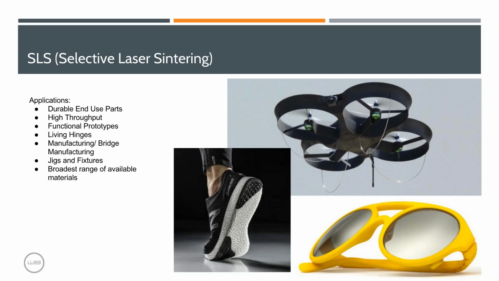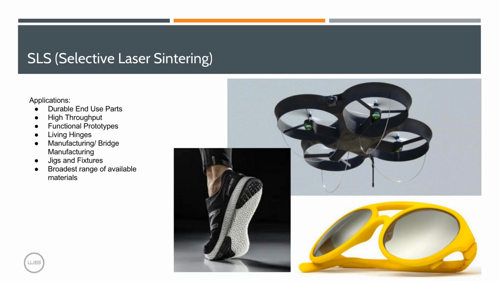Living hinges, this is the only technology that you can actually do living hinges on. The other ones you can move a certain amount, but you'll cycle through it a few times and the part will fatigue on you. This stuff is end-use grade, so you can actually do living hinges that you can cycle through hundreds of times and not have to worry about it breaking. Jigs and fixtures, and you have the broadest range of materials available in terms of SLS technologies.